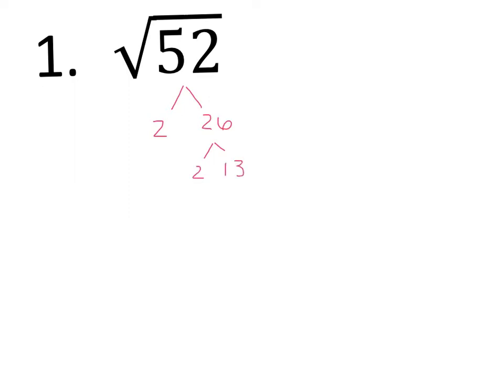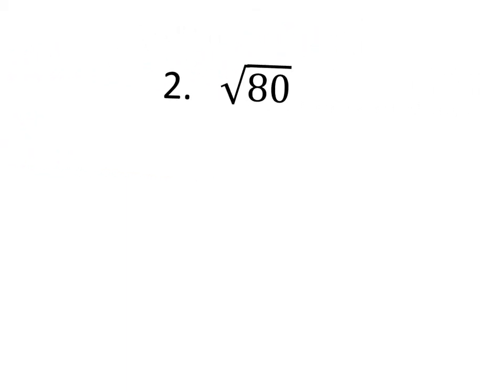And what I'm looking for are pairs. Okay. So here I have a pair of 2's, and if it has a pair, that's going to move to the outside, and then whatever I have left over, in this case the 13, stays stuck on the inside. Okay, so again, pairs are on the outside. Numbers that do not have pairs go on the inside.